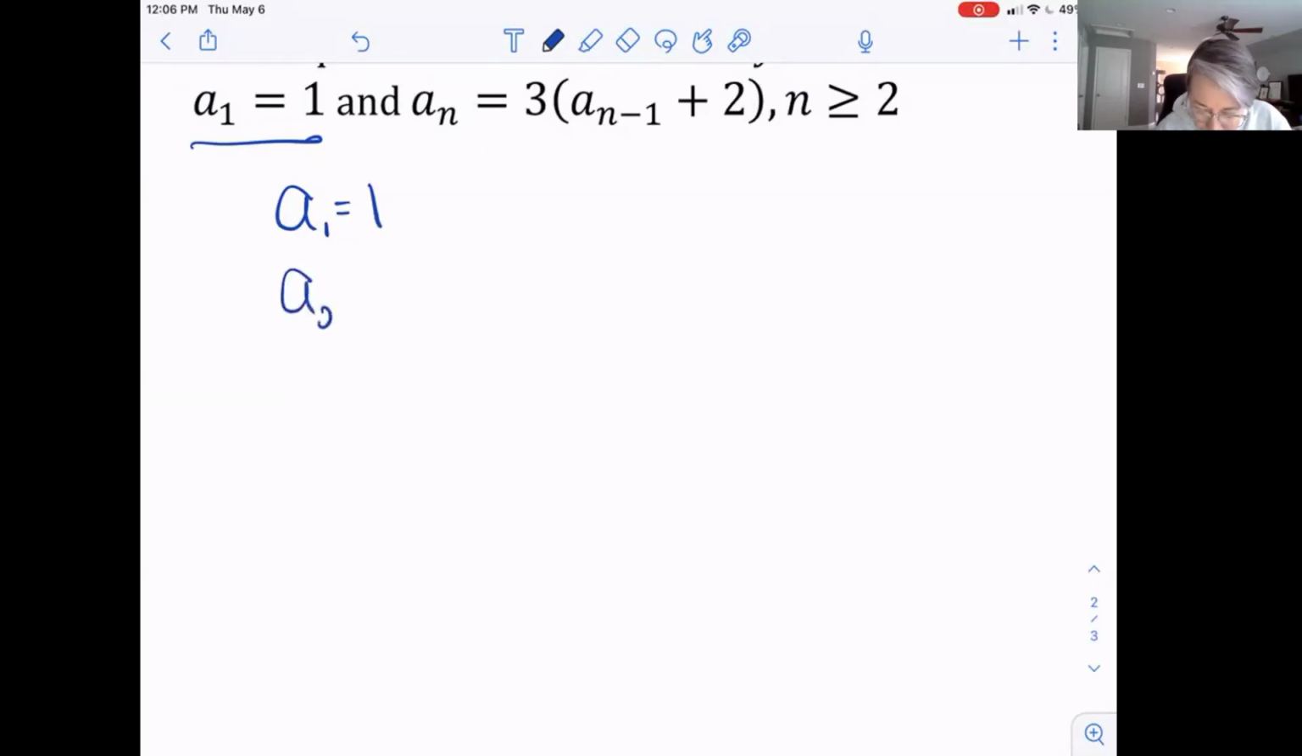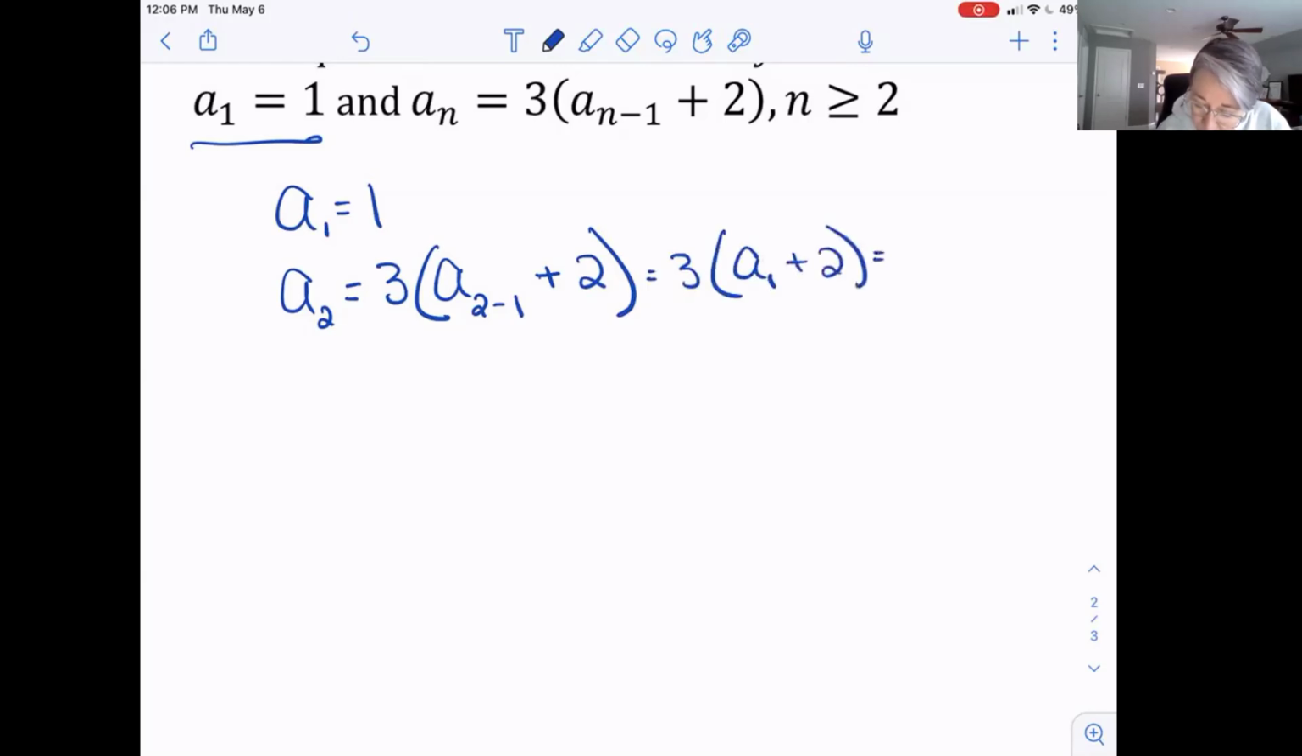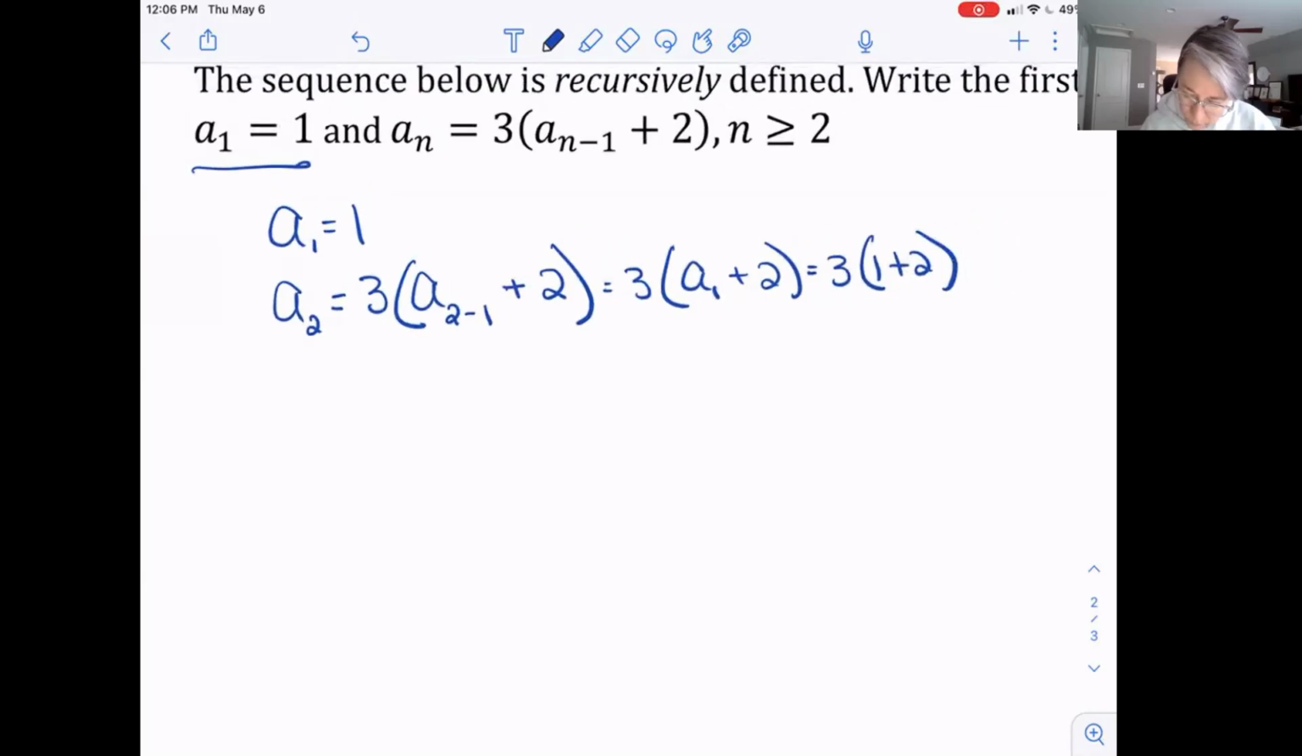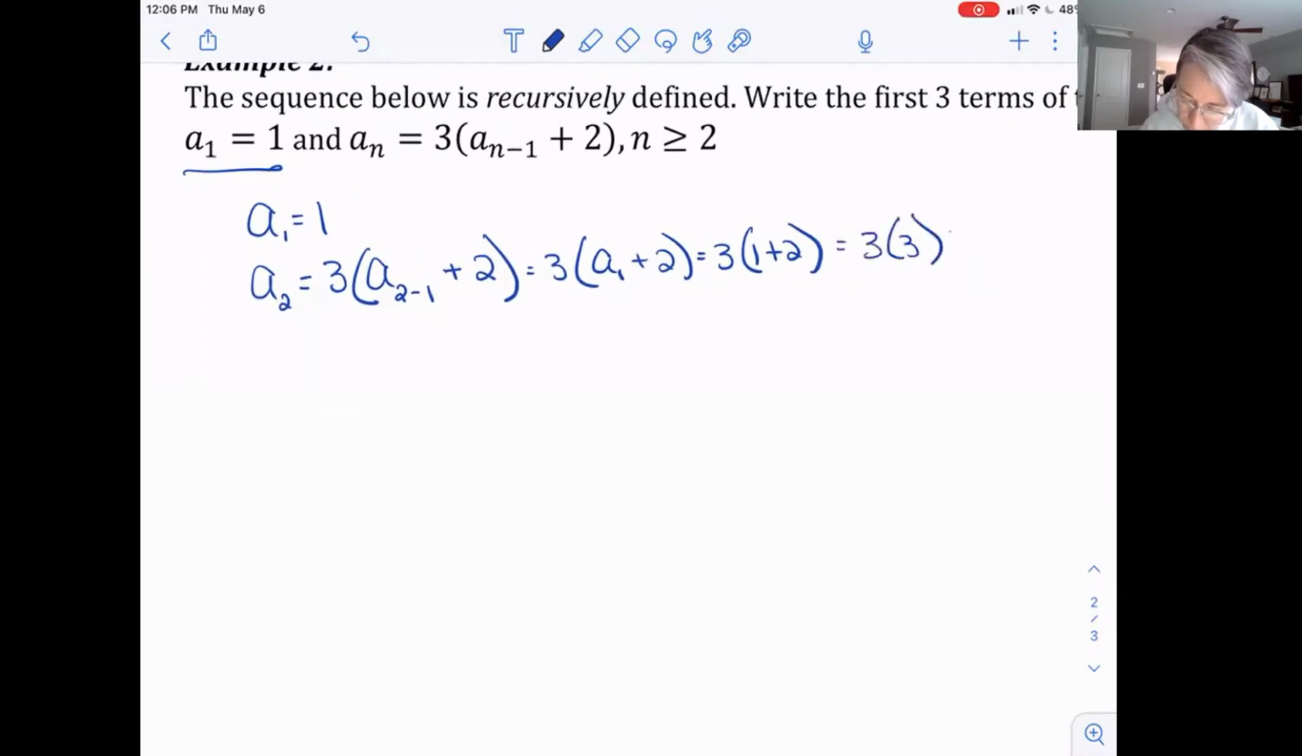To find a sub 2, we would have 3 times a sub (n minus 1) plus 2. So notice you could plug in that 2 for your n, which means 3 times a sub 1 plus 2. A sub 1 is 1. So we get 3 times (1 plus 2). We get 3 times 3, which gives us 9. So again, this n minus 1 just means the term before it.